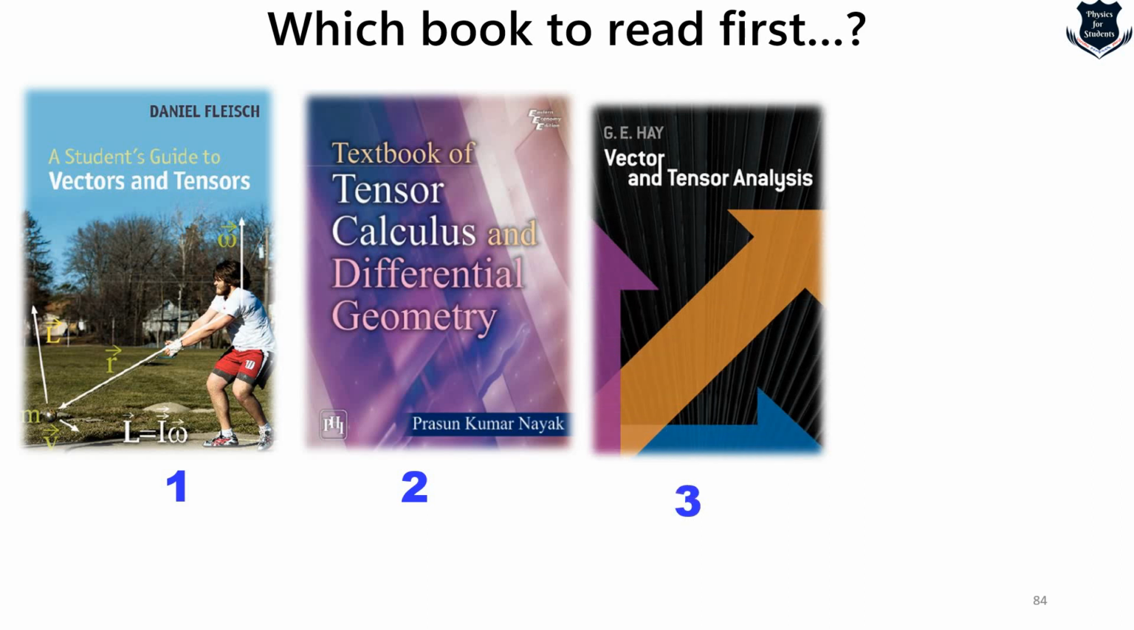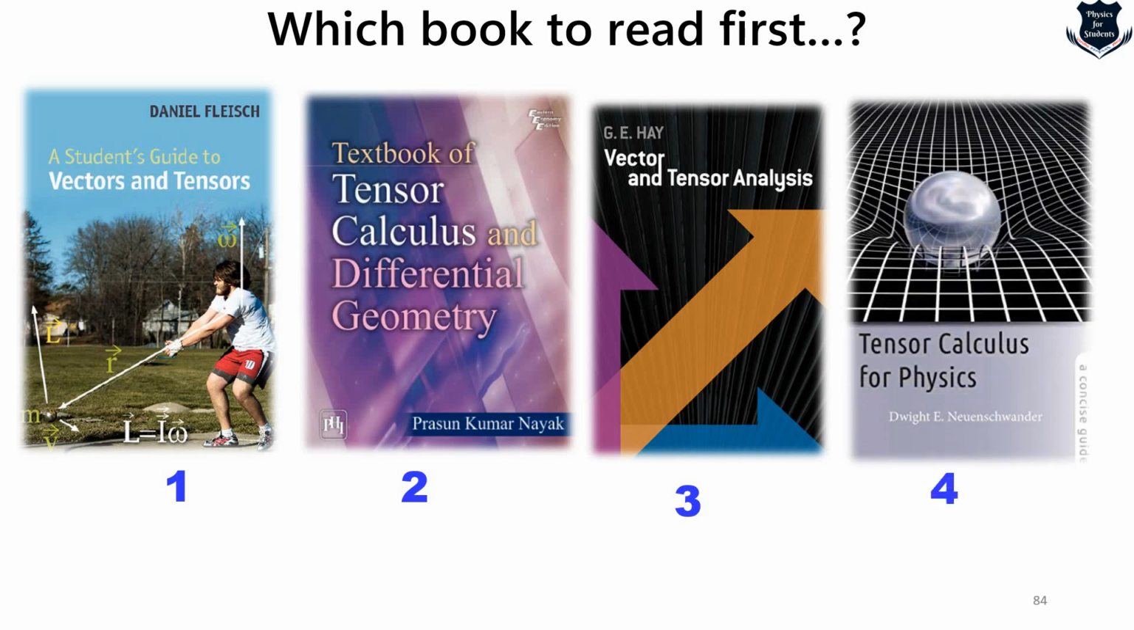Then you can go to Vector and Tensor Analysis, G.E. Hay's book, because this book is also good. And if you want to learn the physics part, then you should go to Dwight E. Neuenschwander's Tensor Calculus for Physics.